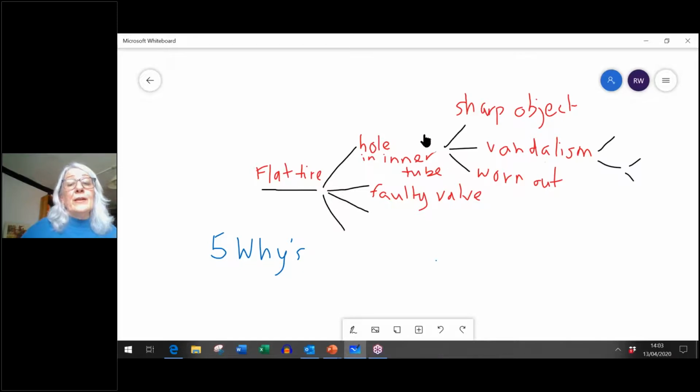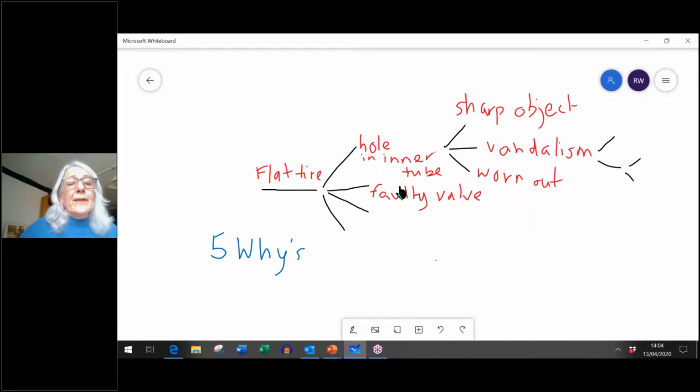Now, when we say hole in an inner tube, we haven't quite gone far enough because we want to know why we have got a hole in the inner tube. Because depending on why we've got a hole in the inner tube is going to affect what's a good option for managing that risk. And here's a principle called the 5 whys. The 5 whys is essentially you go, I've got a flat tire. Why? I've got a hole in the inner tube. But that doesn't give us enough information to know how to manage it. We have to fix it, yes, but how are we going to manage it going forward?